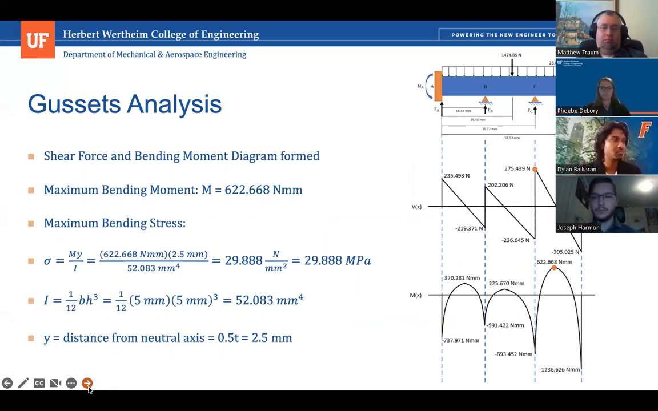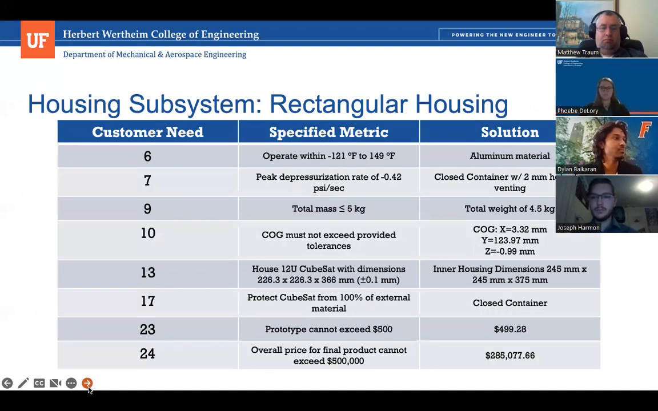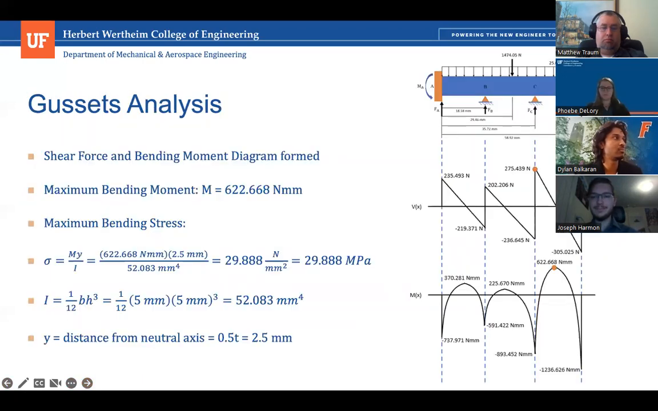The y variable is 2.5 according to the 5 millimeter thickness of the beam, and the second moment of inertia is 52.0083 millimeters to the 4th, because the beam has a uniform cross section. According to this, the total bending stress was 29.888 megapascals, which is well below the yield strength criteria for 6061 aluminum, which is 276 megapascals. So we were able to determine that this beam would not plastically deform during the 8.5 G loading process.